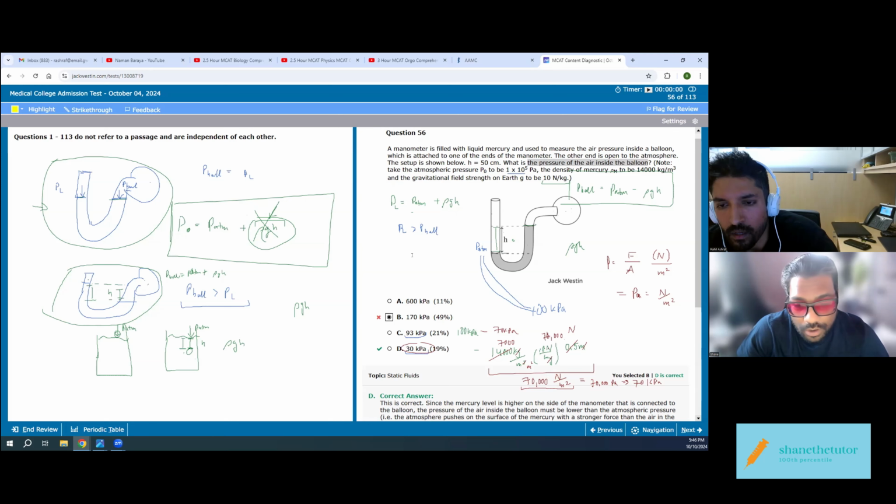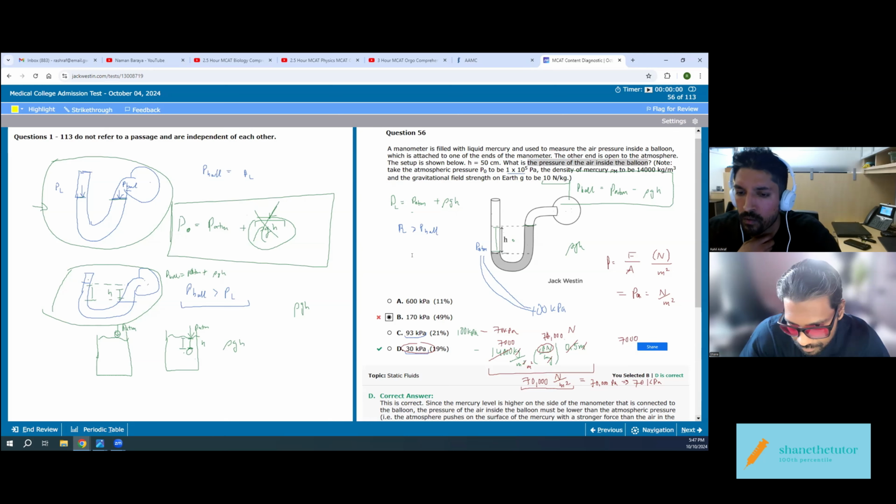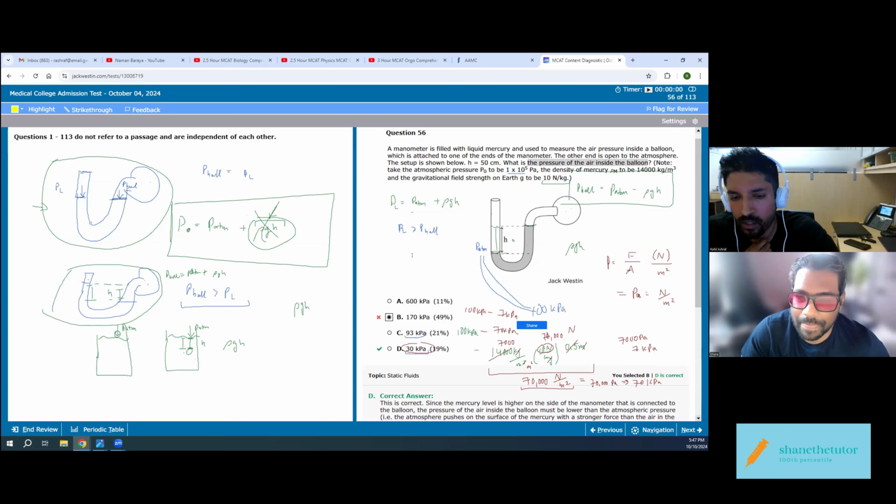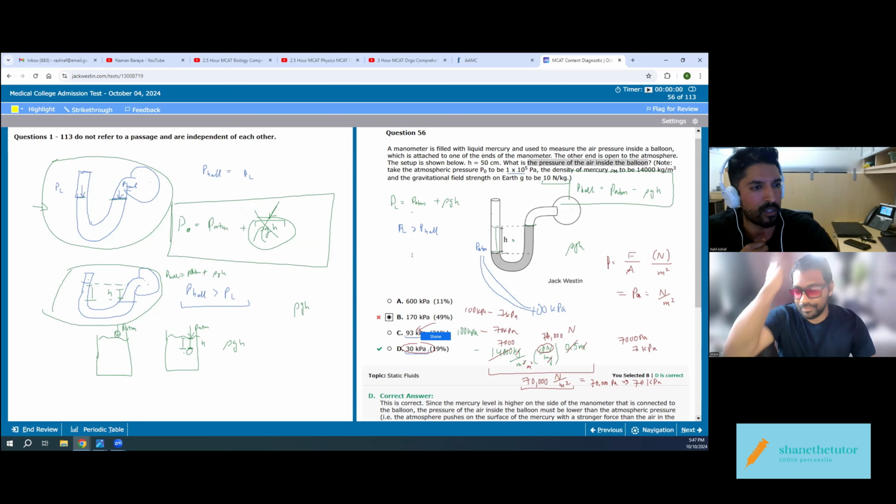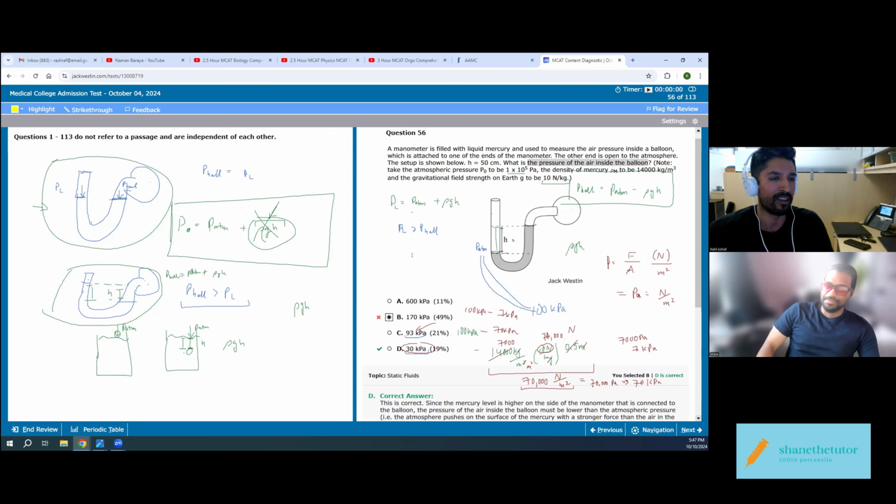Okay. Now, we could have messed this up a little bit. Let's say that I forgot to multiply this 10, right? And that would leave me with 7,000 rather than 70,000. So that would be 7,000 pascals, which would be 7 kilopascals, right? And 100 kilopascals minus 7 kilopascals would give us what? 93. So, yeah, you think AMC would do that? Oh, yeah, I guess they would.